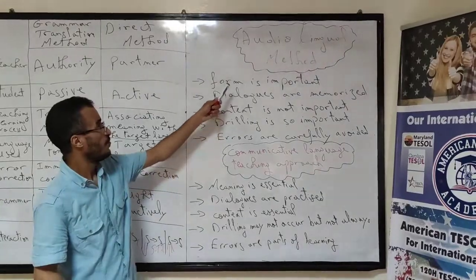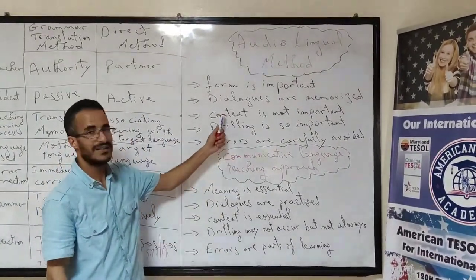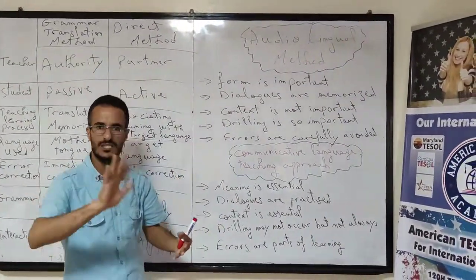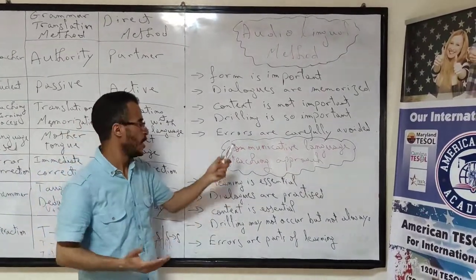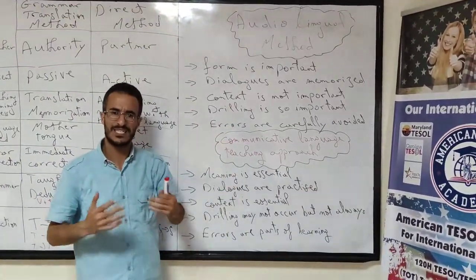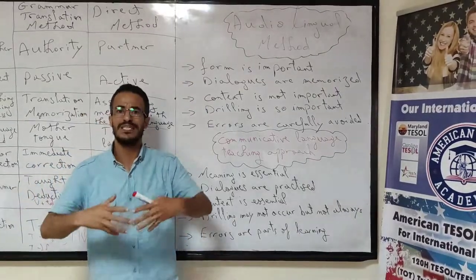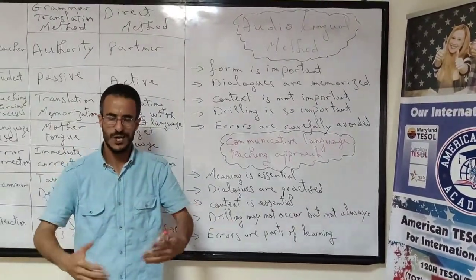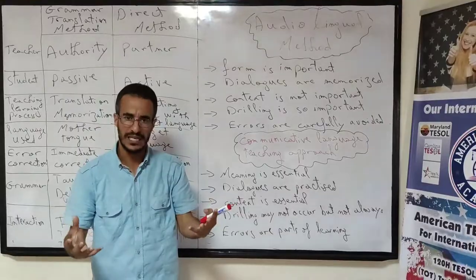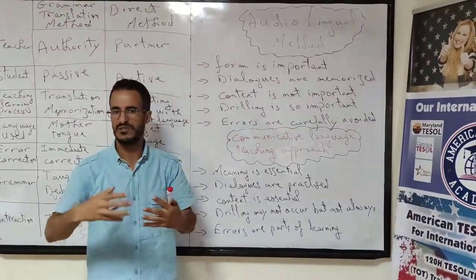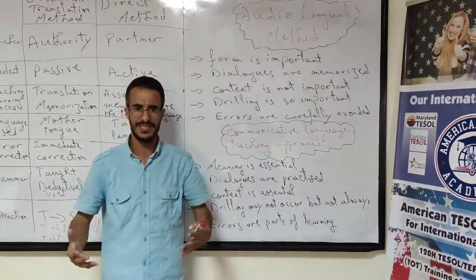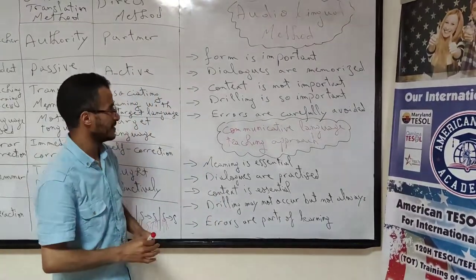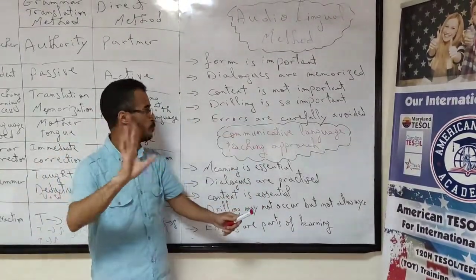Now, for the audiolingual method, context or contextualization is not important. Let me clarify. What do we mean by context or contextualization? It is when you start with a text, with a conversation, with a dialogue, with a story, and students should read the story about simple past, or the text about simple past, or the dialogue about simple past. So context is not important.